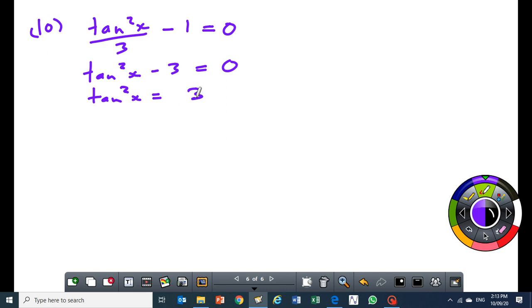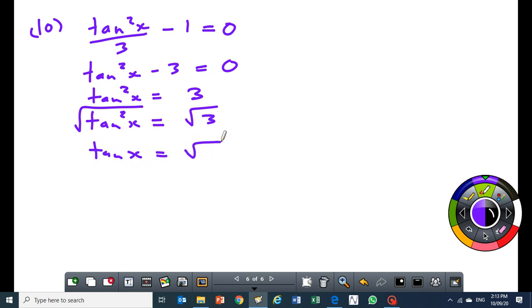Remember, what's the objective? To get x. So in order to get x, you have to take the square root of both sides because of that square. The square root of tan squared x is going to equal the square root of 3. And this will give you tan x equal to the square root of 3.